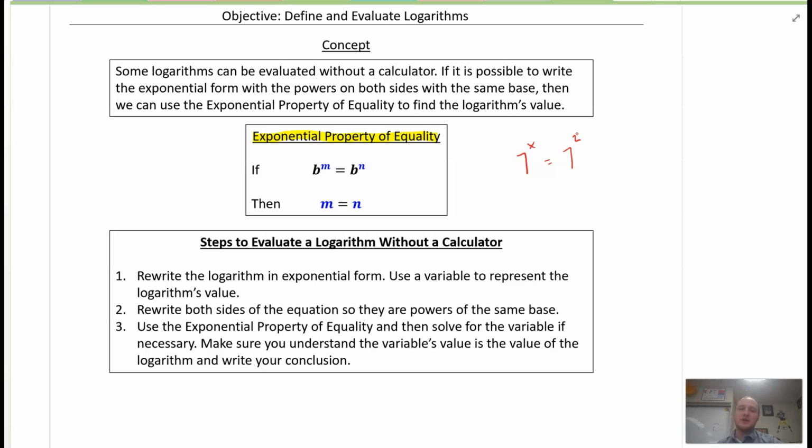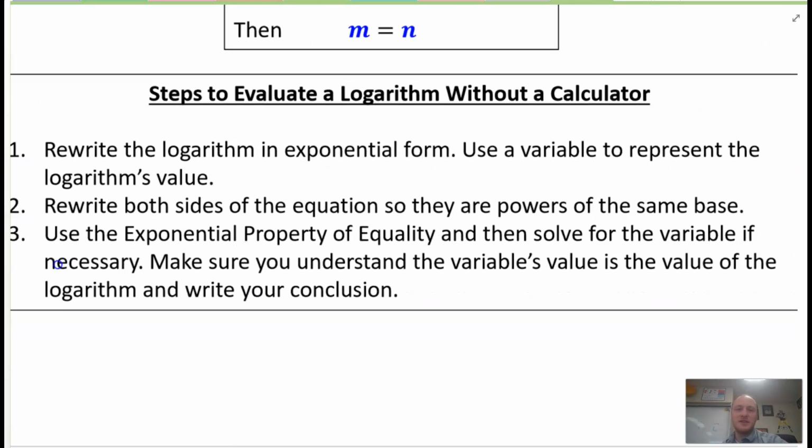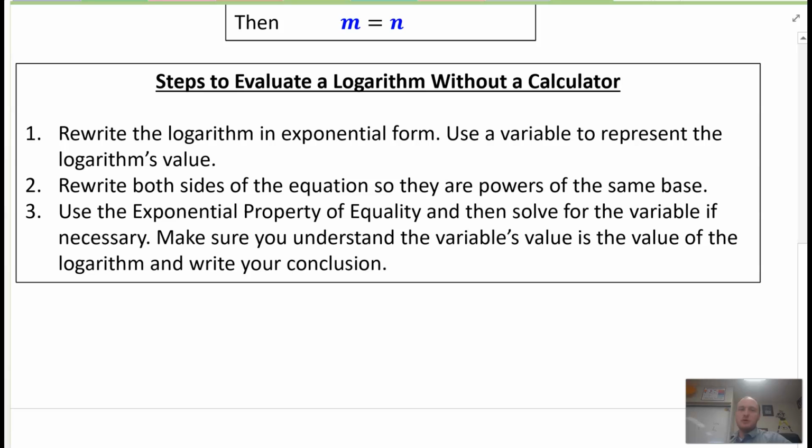So we're going to use this, and we are going to follow these steps. We are going to rewrite the logarithm in exponential form. Use a variable to represent the logarithm's value. Okay, then we'll rewrite both sides of the equation so they have the same base.